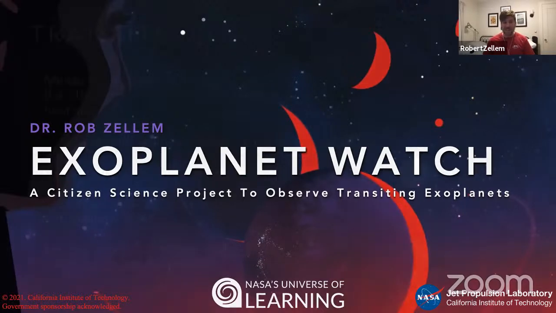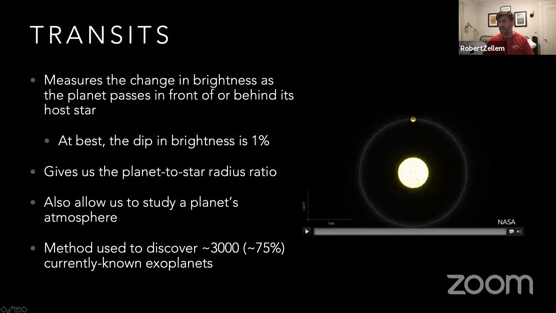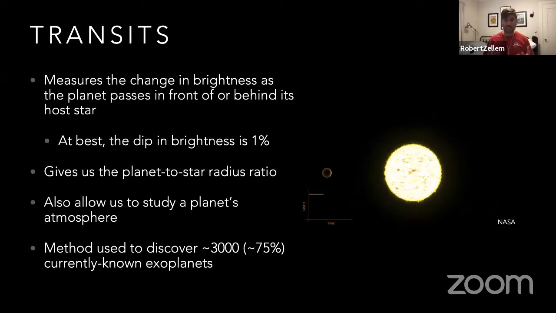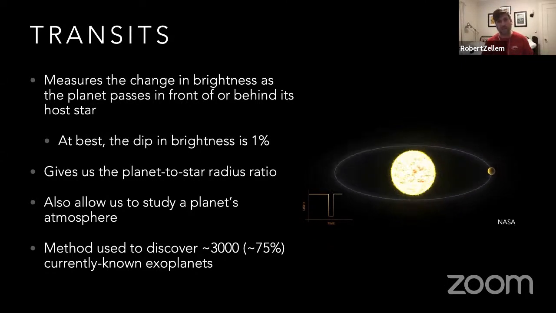So what is a transiting exoplanet? Well, an exoplanet is any planet outside of our own solar system. And a transiting exoplanet is one that occasionally passes in front of its host star. When the planet passes in front of its star, it blocks out some of the star's light, it actually casts a shadow all the way back on the Earth, and it makes the star look a little bit dimmer.